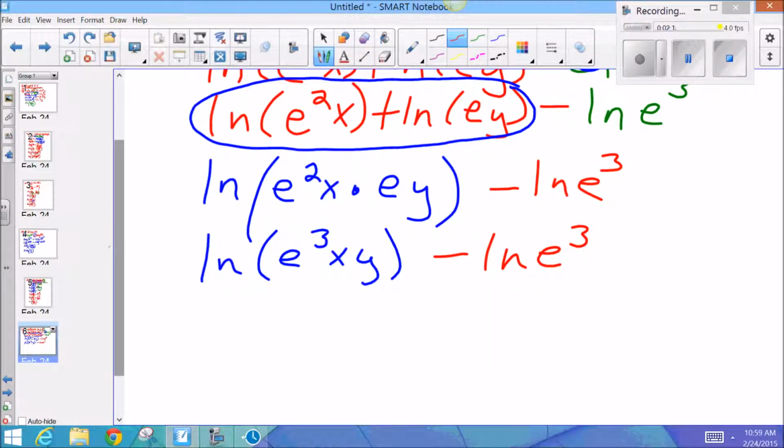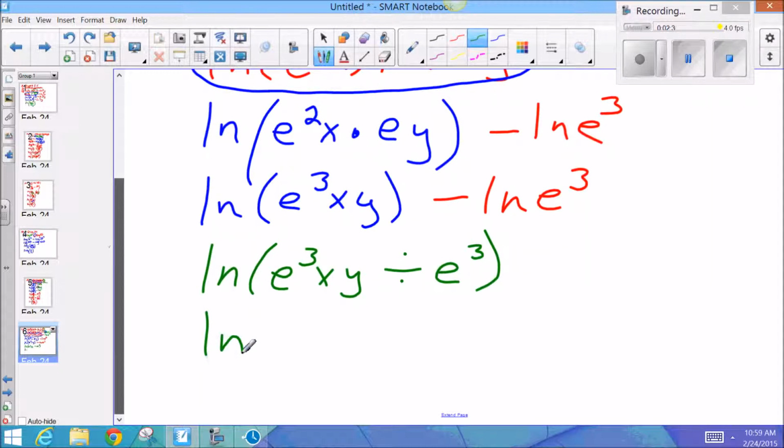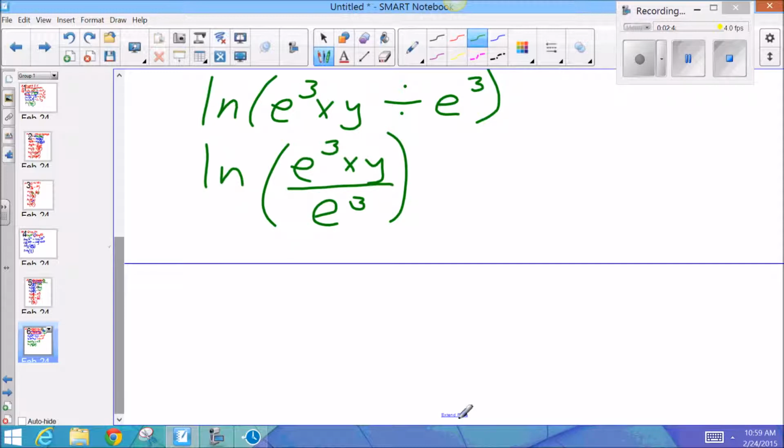All right, so now I've got a subtraction, and subtraction can become division. So let's make this the natural log of e cubed xy divided by e cubed. Right. Let's write it in a fraction form. And then the e cubes will cancel. Okay, so the natural log of xy. All right, that's my final form, simplest answer. All right, that's it.